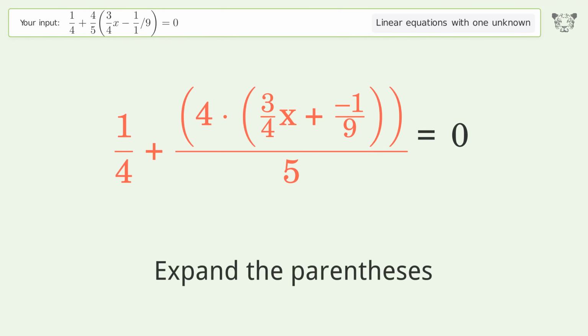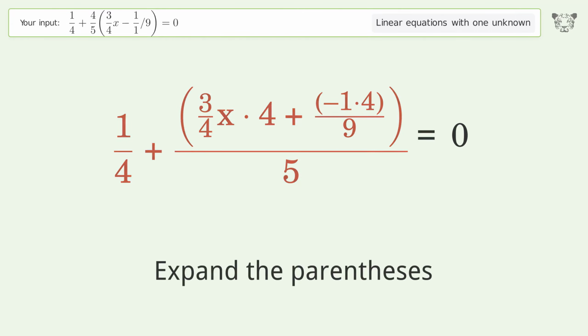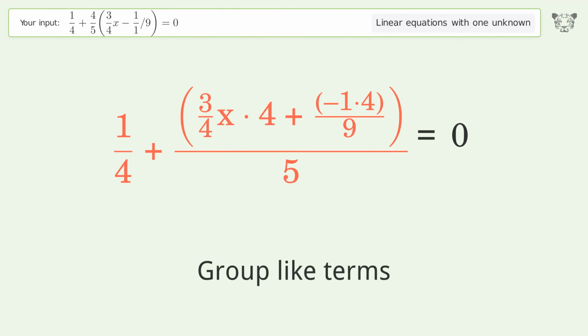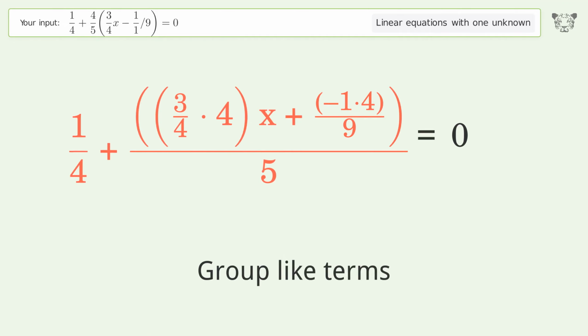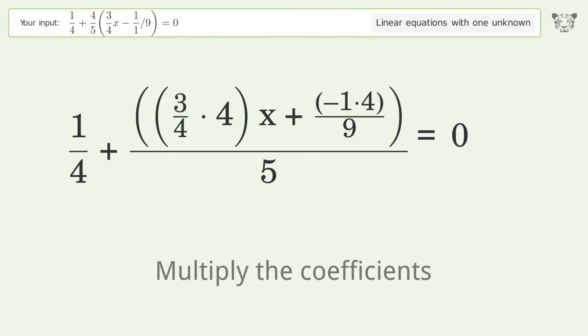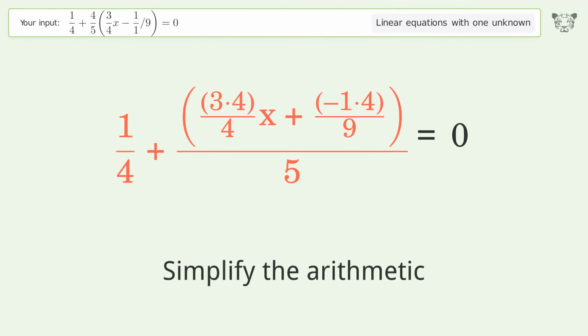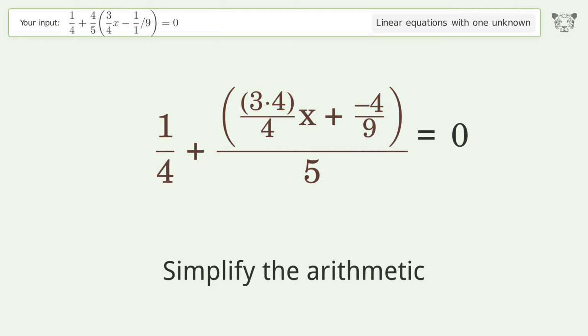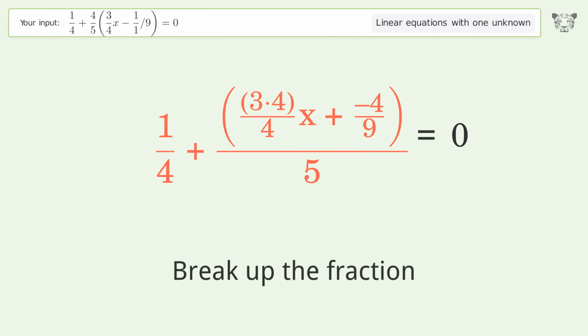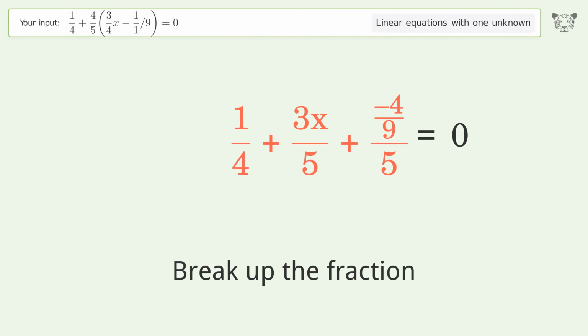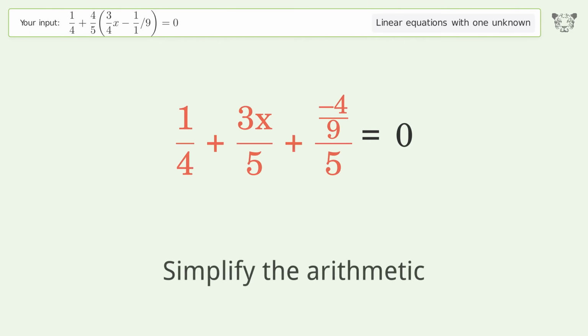Expand the parentheses. Group like terms. Multiply the coefficients. Simplify the arithmetic. Break up the fraction. Simplify the arithmetic.